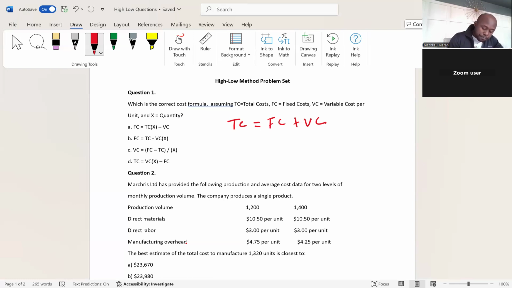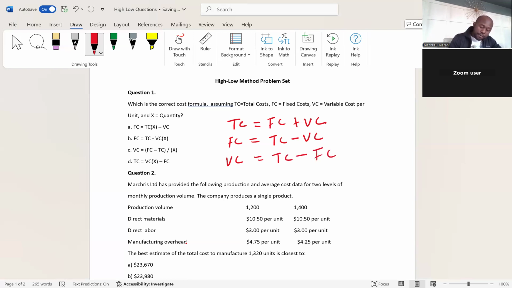Now, let's assume we want to find fixed cost. We make fixed cost the subject of the formula. So fixed cost equals total cost; total cost here is positive, we bring it over and it becomes negative. Total cost minus variable cost will give us our fixed cost. If we want to get variable cost, it's the same thing. We make variable cost the subject of the formula. Variable cost equals total cost minus fixed cost.